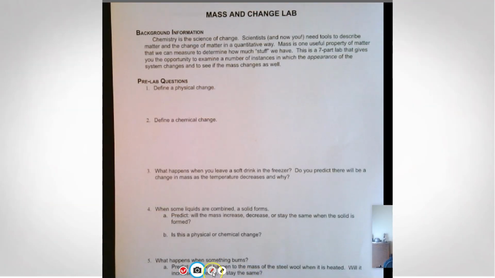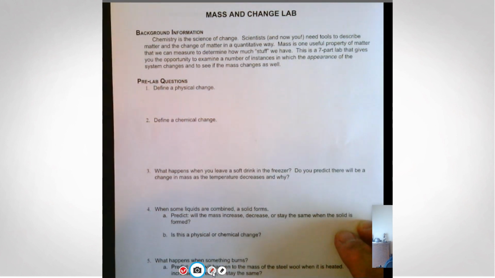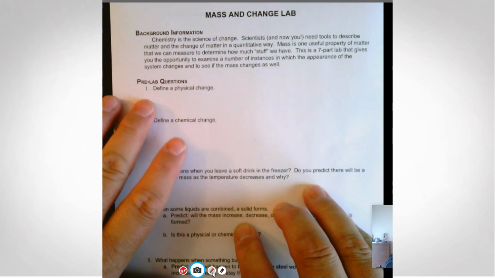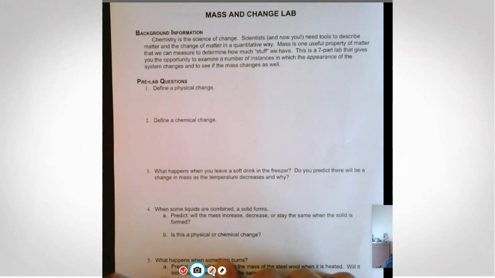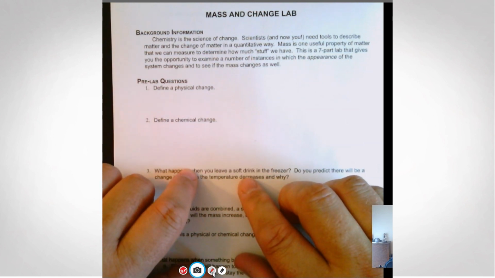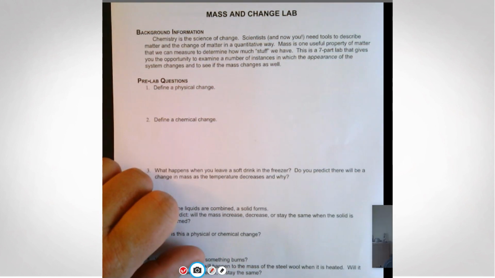Okay, ladies and gentlemen, here we go. We're going to have a lab coming up, and you'll notice it's a mass and change lab. So we're talking about physical changes or chemical changes. Now, you're going to have to read the directions. Then you have some pre-questions that you need to do. You'll notice there are a few predictions down here, so don't forget to make those predictions. Now, this second page is really just to finish those basic questions.